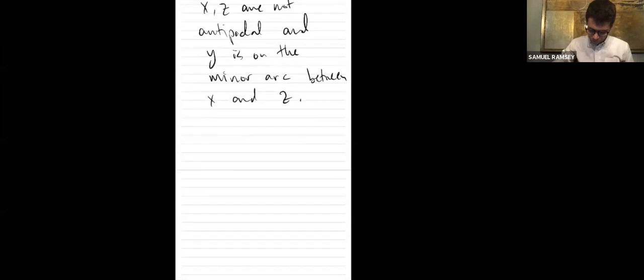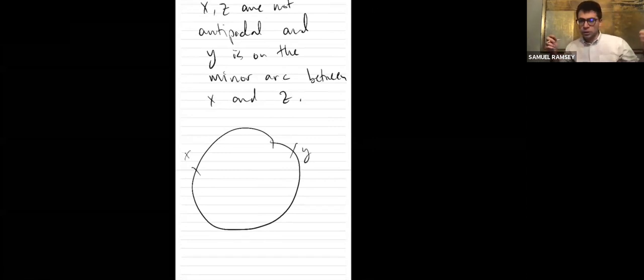So suppose that I have my circle and I take 2 points such that the line segment connecting them is not a diameter. Then that splits the circle into 2 pieces, one of which is smaller than the other. This is the point of making sure that they're not a diameter. And what I'm saying is that Y, sorry, I wrote Y here, but I meant Z. X and Z are not antipodal, so the line segment connecting them is not a diameter. And then I look at the minor arc between them, and I want Y to live somewhere there.